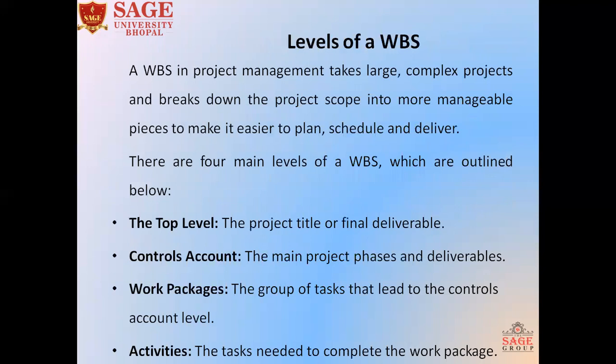The levels of work breakdown structure. There are 5 levels of work breakdown structure. First one is the top level, in which we are defining the project titles or final deliverables. Next one is control accounts. In this phase, we define the main project phases, which is 5 phases, and deliverables.